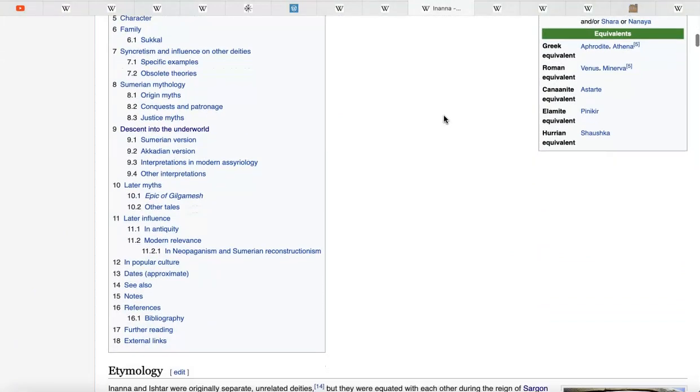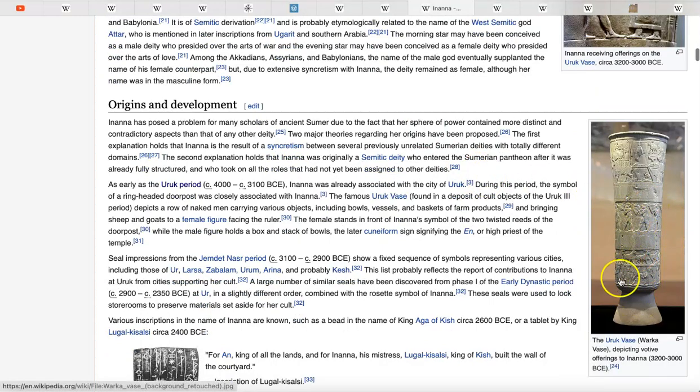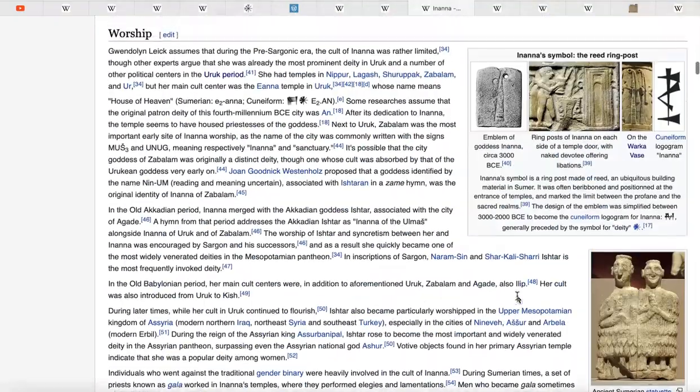Alright. Origin, myths. Where she's mentioned, how she's mentioned, they feature the Uruk vase, among other images. Okay. What is this? What did I just click on? Oh, God. Emblem of the goddess Inanna. Ring posts of Inanna. I don't know what those are. Ring posts of Inanna on each side of a temple door with naked devotee offering libations. Okay, cool. The ring reed post. Okay. So this is something that is worth researching. It was often beribboned and positioned at the entrance of temples, and marked the limit between the profane and the sacred realms.